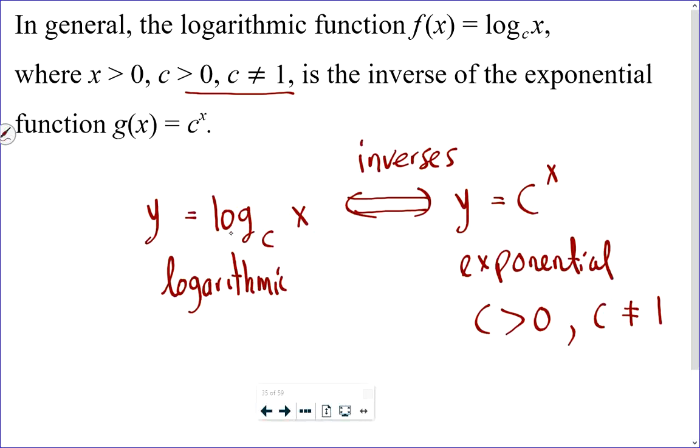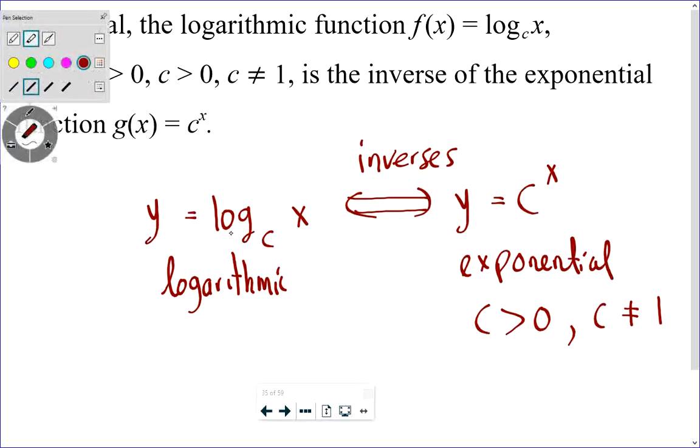Right? The base is a number between 0 and 1 or greater than 1. But it can't be 1, it can't be 0, and it can't be negative. So that takes care of this idea here. Why are we saying this is true for a logarithmic function? Because it had to have been true for the corresponding exponential function.